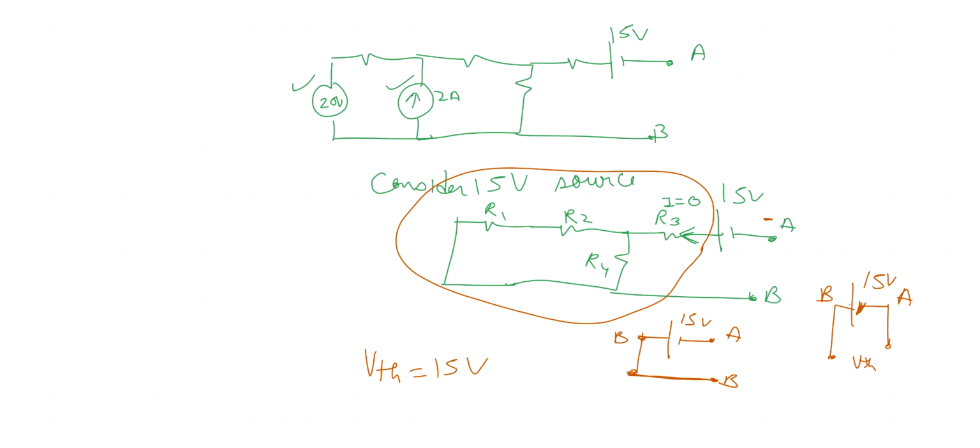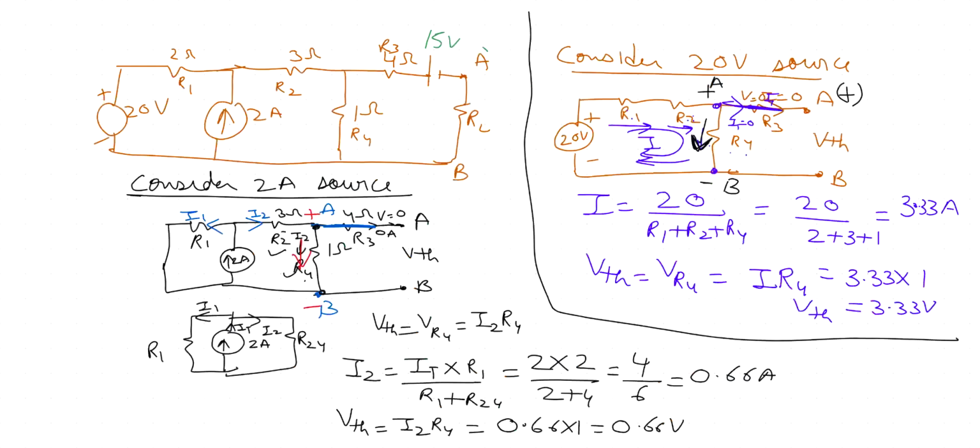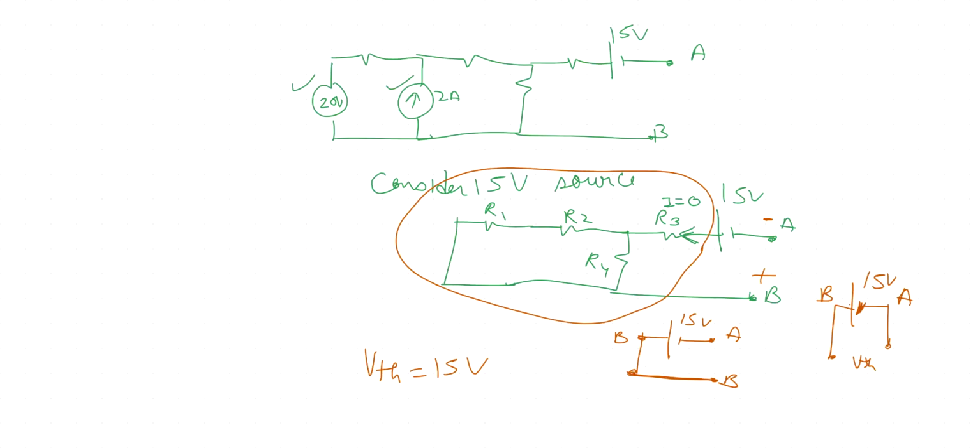So now we can see that we have solved this circuit here for all three different sources. We consider 20 volt, we consider 2 ampere, and we consider 15 volt. So this is the superposition method. Now you will recombine the VThevenin due to all three sources. So due to all three sources, what will be your net VThevenin? You will see the polarity at point A.